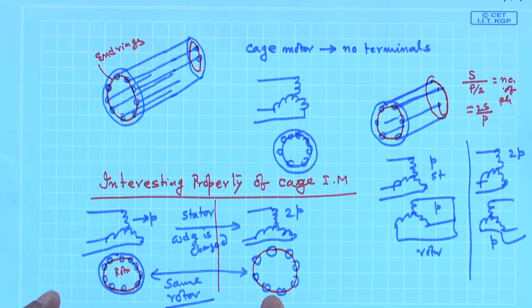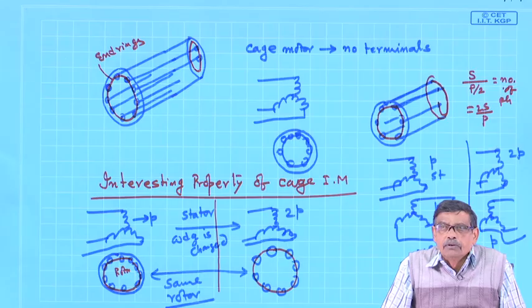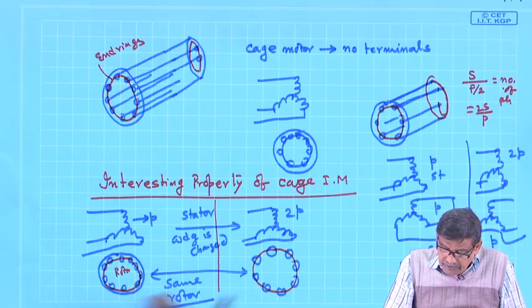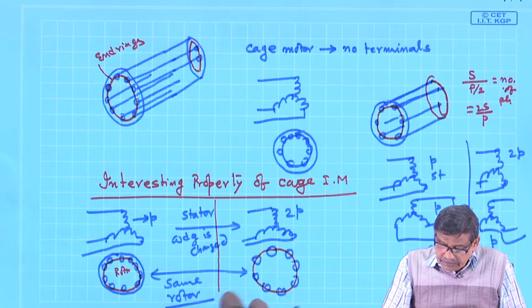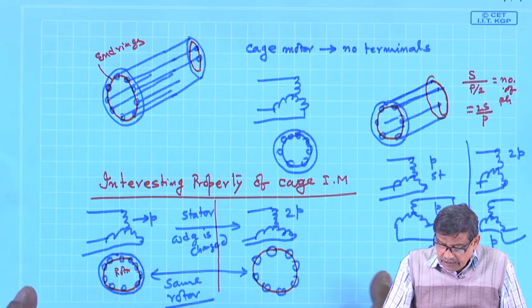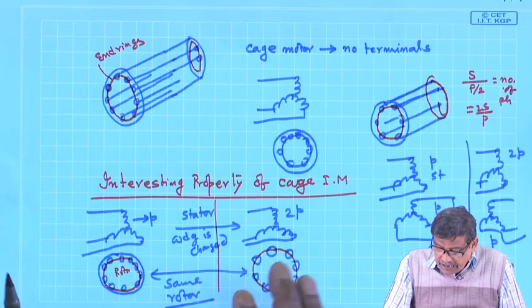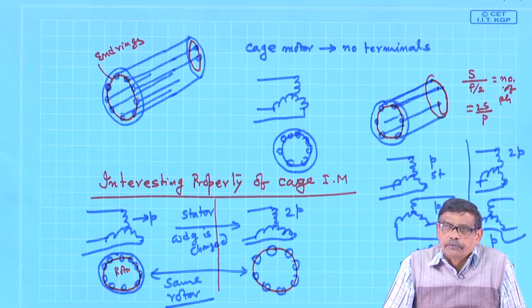But the interesting point is, if it is a cage induction motor, you change the stator winding to in general any number of poles, still it will work. Now, the question is why it should. The answer to this is not very far to seek, that I will tell right now, but this is another interesting advantage of a cage induction motor.